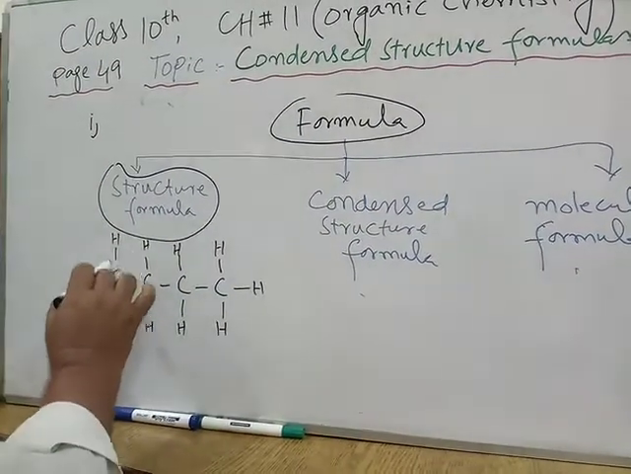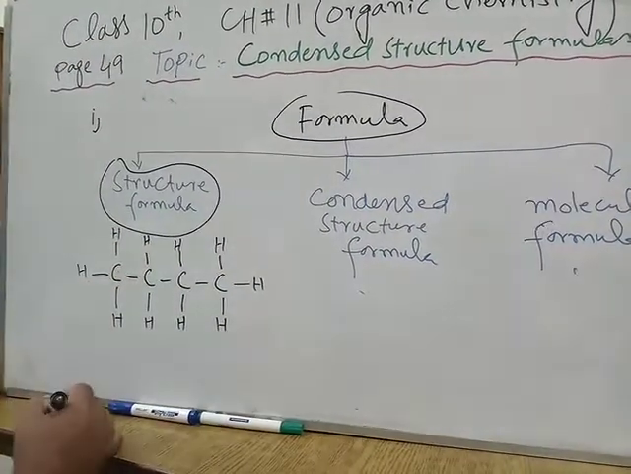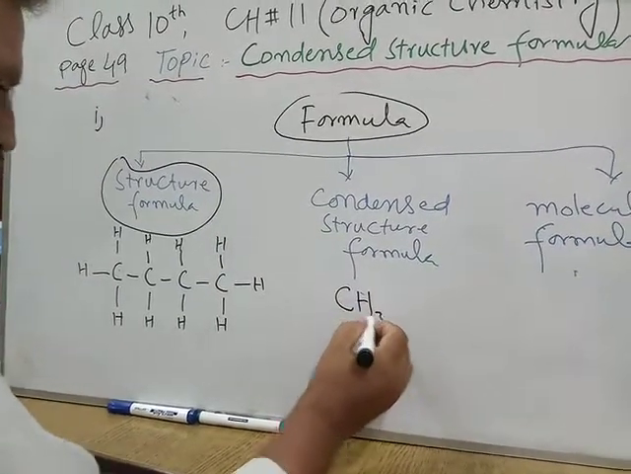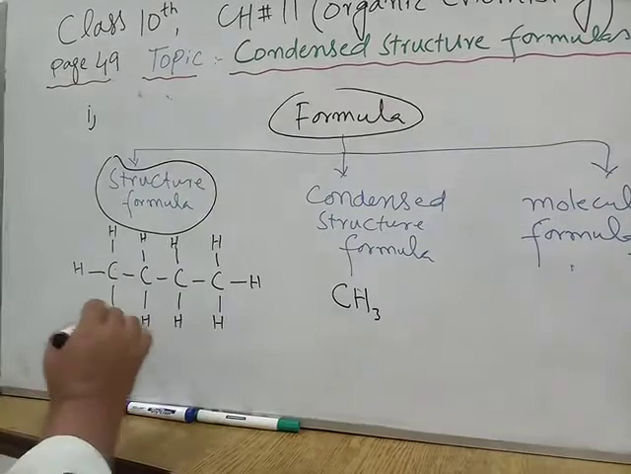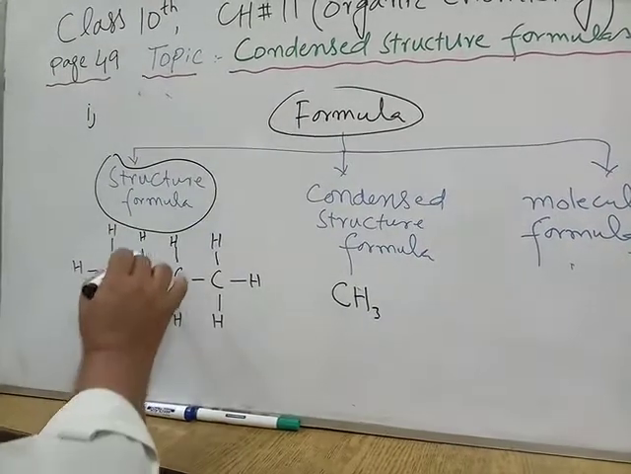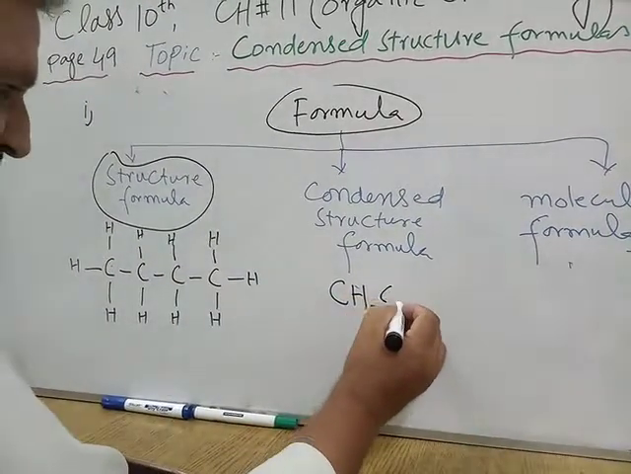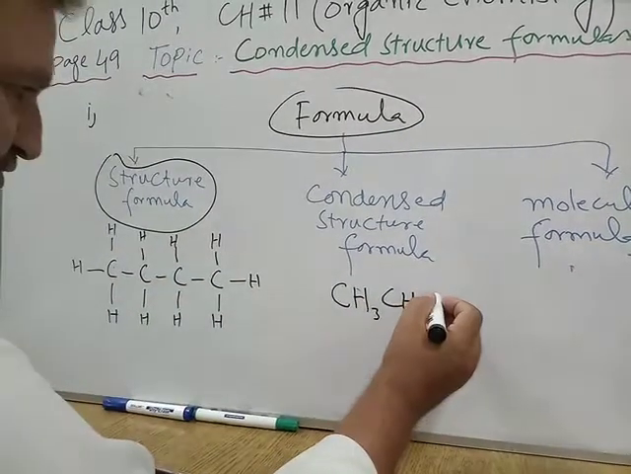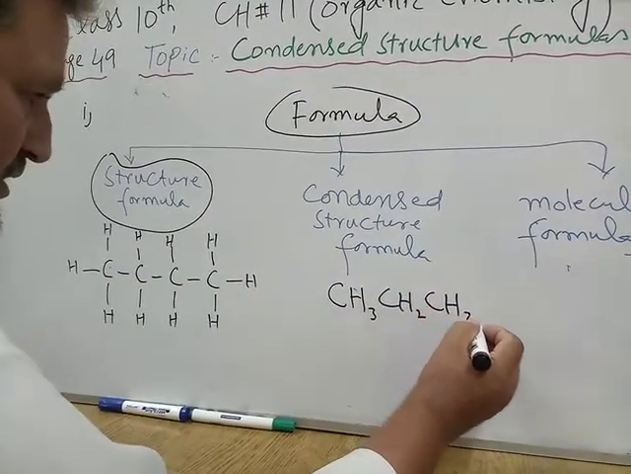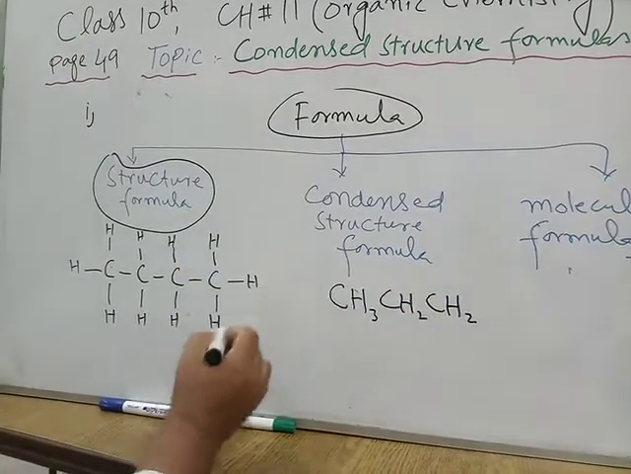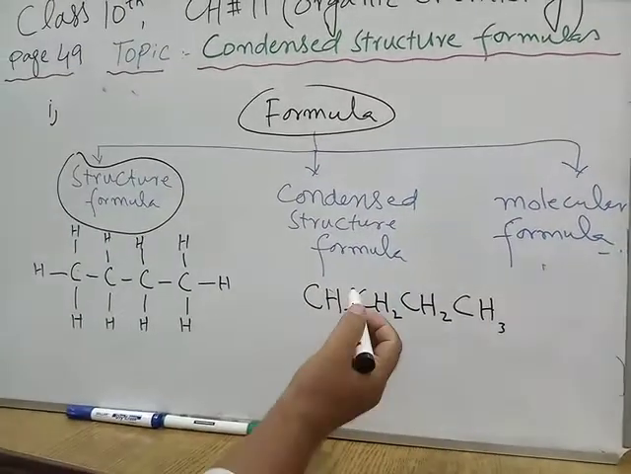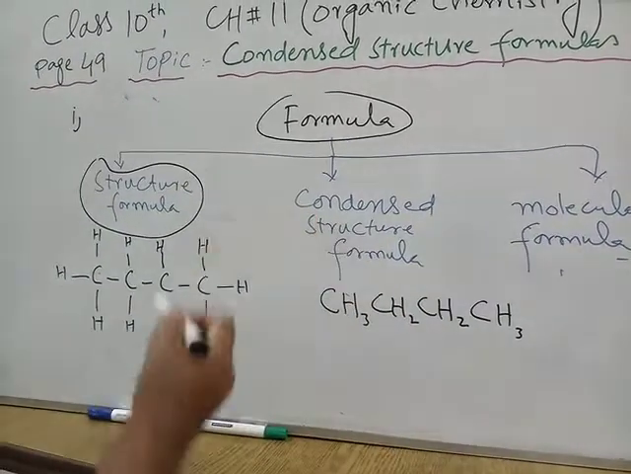Now look at this one. What is this? 1 carbon and how many hydrogen? 3. Let me write CH3 for this. Now what is this? CH2. What is this? CH2. Again CH2, and finally CH3. Now this formula is called condensed structure formula.